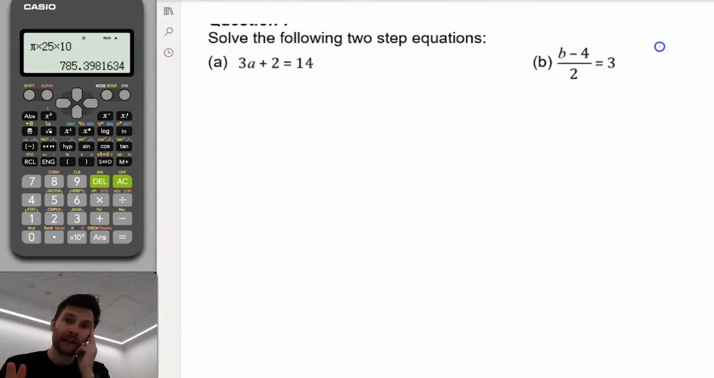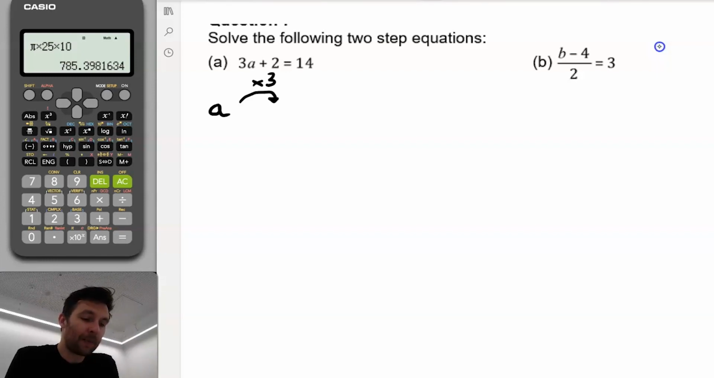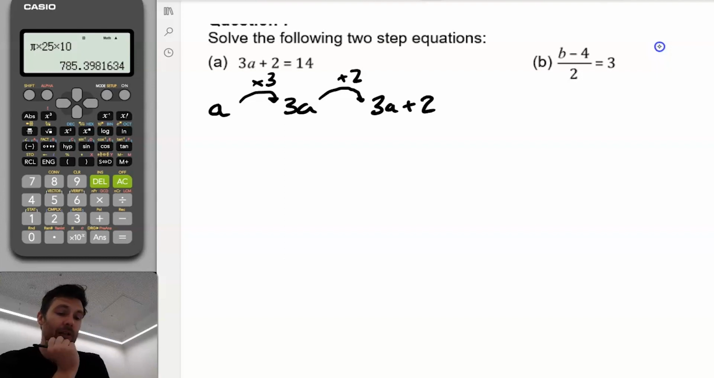The ones that are a little trickier are these 2-step ones. So the way that we can think about this is think, well, what has happened to our variable? Like, in what order has it had operations applied to it? So for this first one, it's 3 times a plus 2, which means we've started with a. It was multiplied by 3 to give us 3a. And then it had 2 added onto it to give us 3a plus 2.